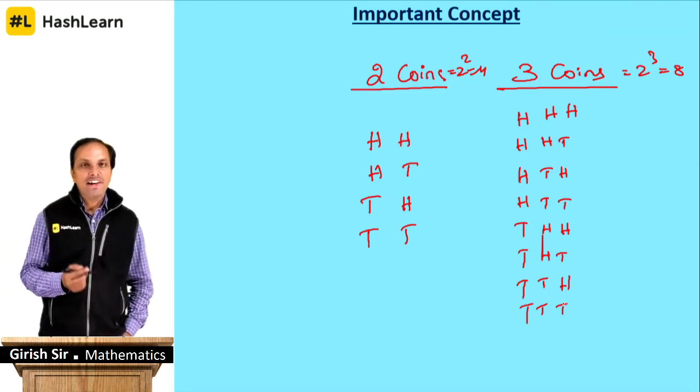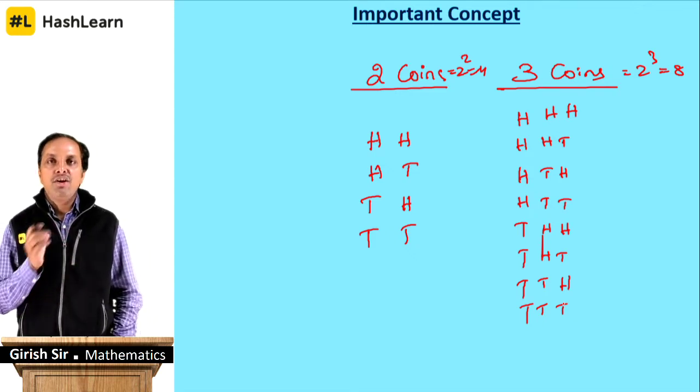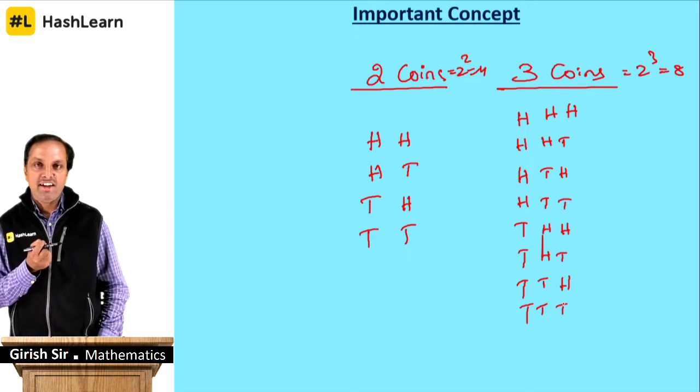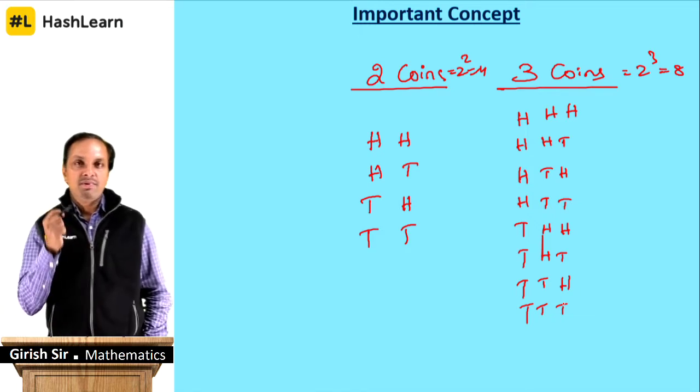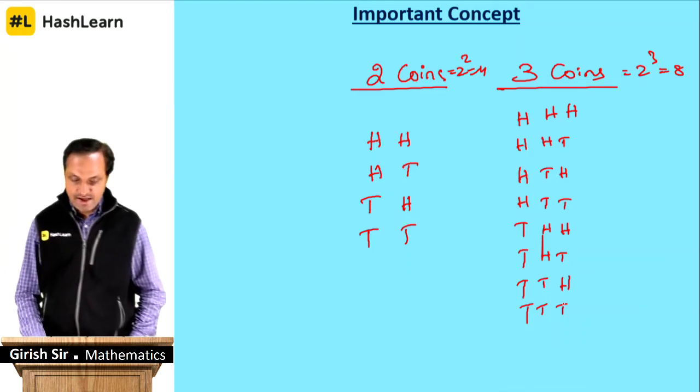Similarly, if you toss 4 coins, very simple, 2 power 4, which is 16. If you toss 5 coins simultaneously, what will you get? 2 to the power 5. There will be a total of 32 outcomes. We call it the sample space.